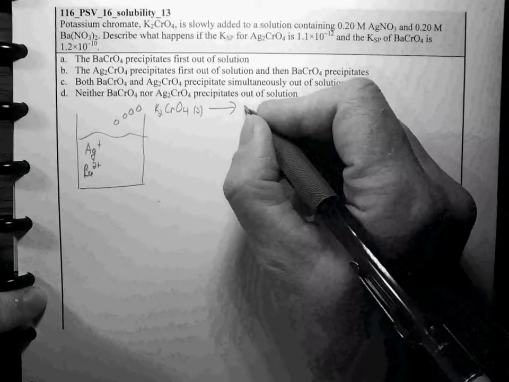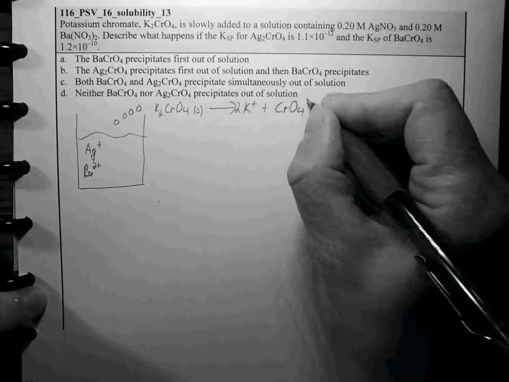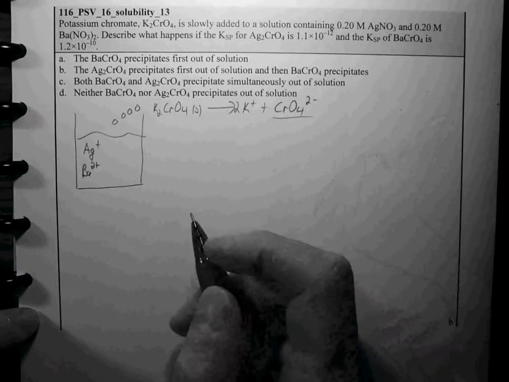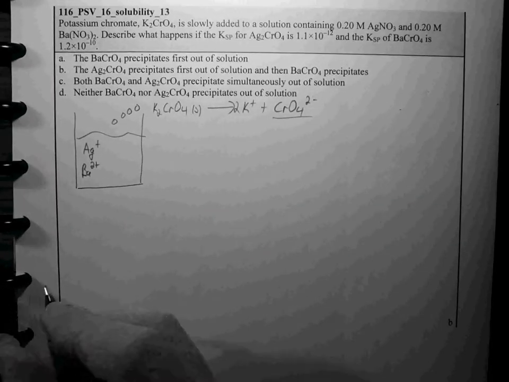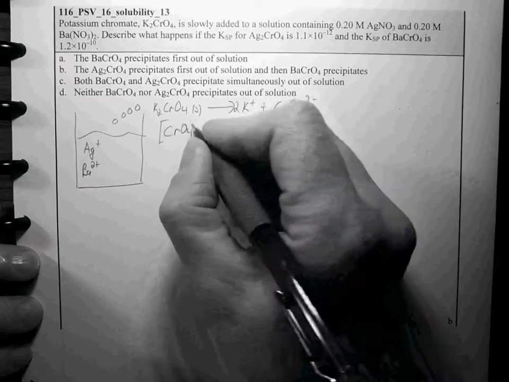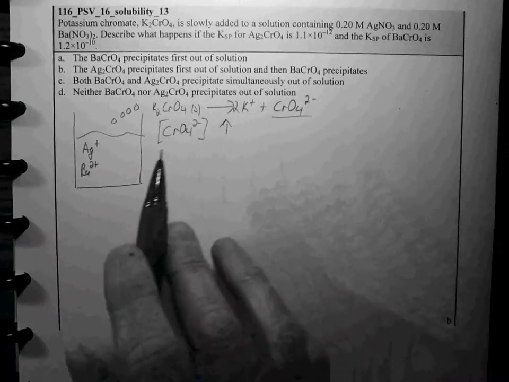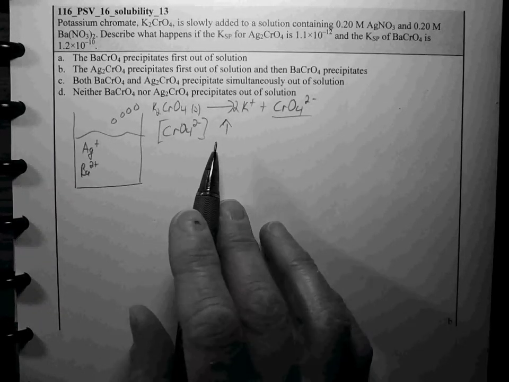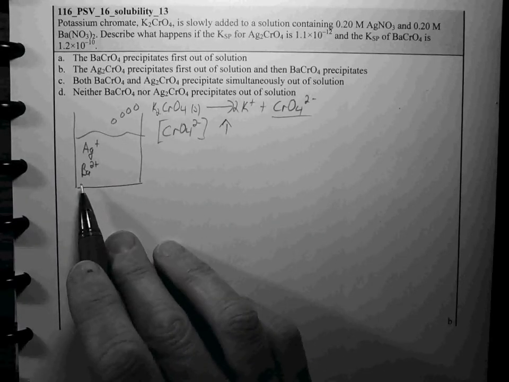It's a soluble compound that's going to produce potassium ions and chromate ions. Now the chromate ions are what we're going to focus on because both silver chromate and barium chromate are insoluble. So as time goes on, the chromate ion concentration is going to be increasing due to the release of chromate, and the question is, where do these two metals start to precipitate out as the chromate?